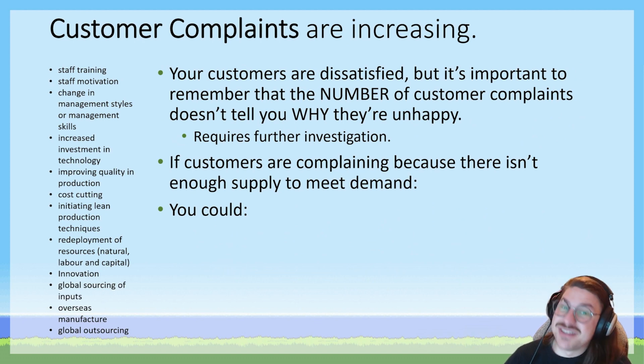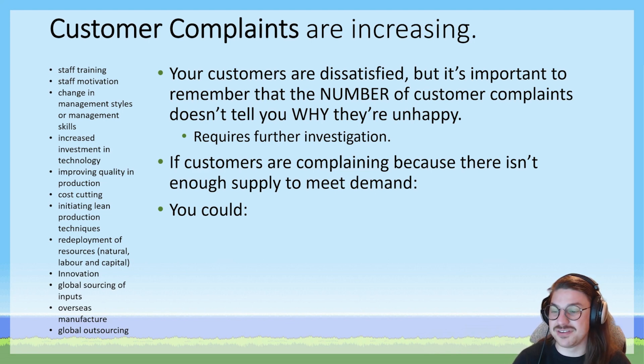Let's say customer complaints are increasing as yet another key performance indicator. All we know when we're told customer complaints are increasing is that customers are unhappy. We're not necessarily told why they're unhappy, and usually that will require further investigation. But for the case of this example, let's say customers are complaining because there isn't enough supply to meet demand.